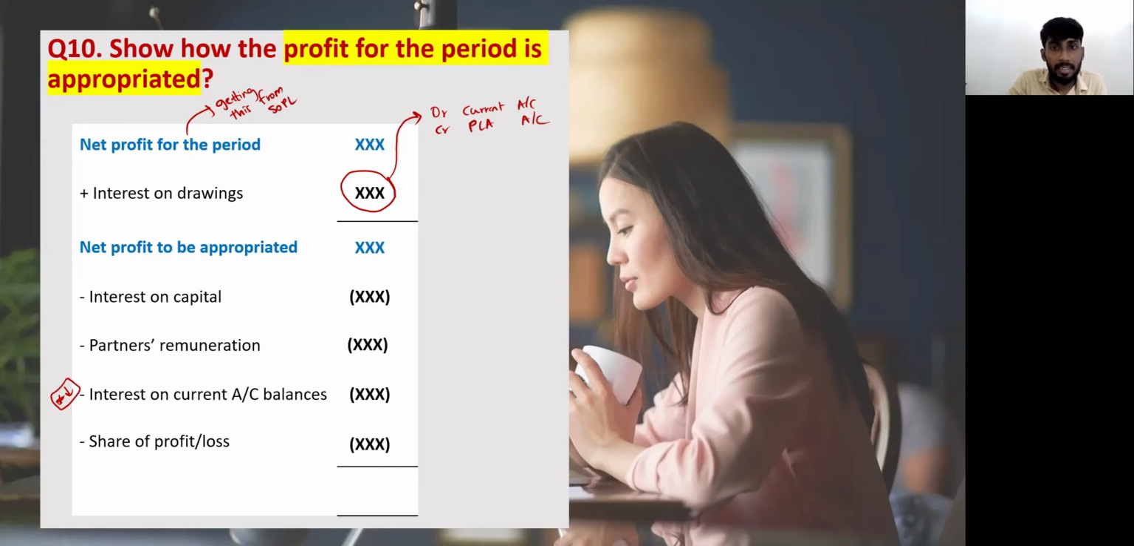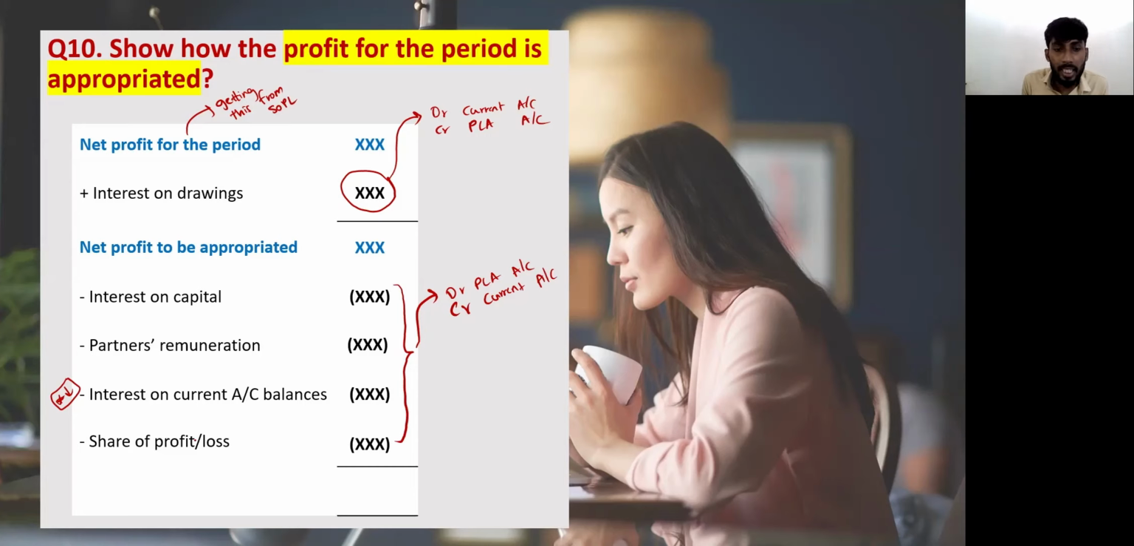Okay, done. Once we appropriate the profit, how are the entries going? All the deductions are debited to the profit or loss appropriation account, and these lead to an increase in equity. Why? This profit is owned by the partners, so we need to show their ownership of this profit. Therefore, we need to increase their equity, and so we credit the current account.